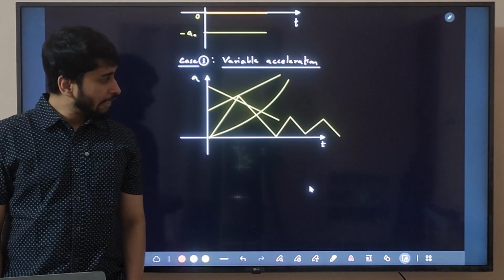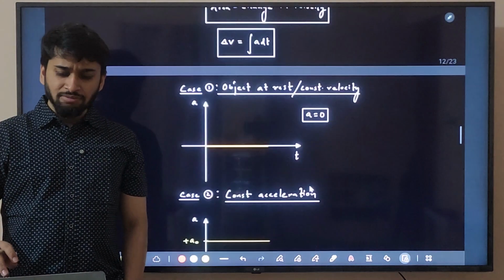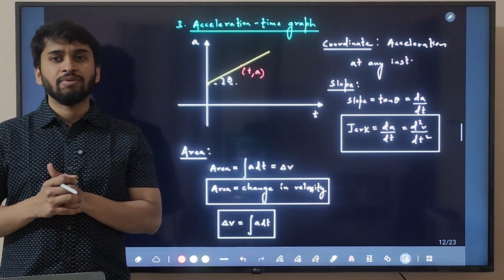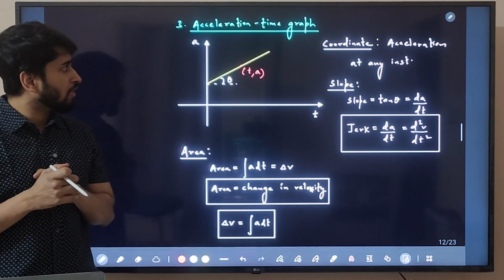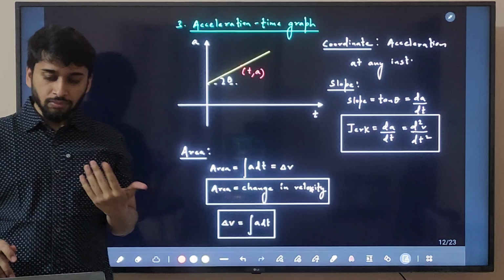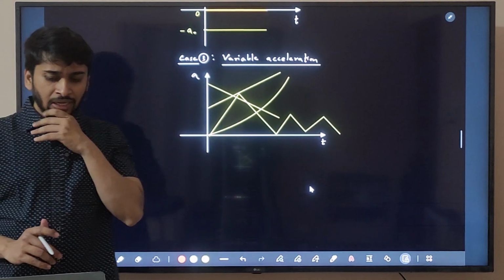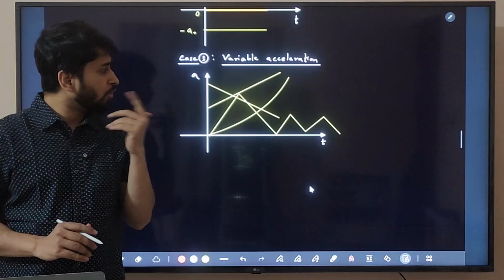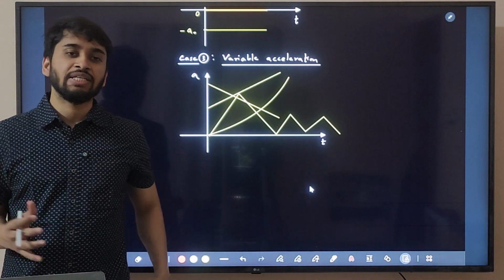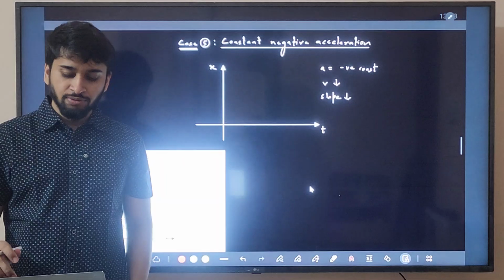So last class, what we have done, we have seen this acceleration time graph, right? So we have seen what all we can do in acceleration time graph. Now we are going to go for some questions. Before that, we'll see some miscellaneous graphs at the end, right? So let us do some questions for now.